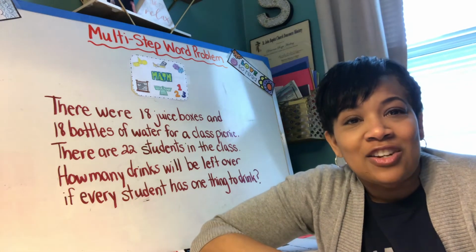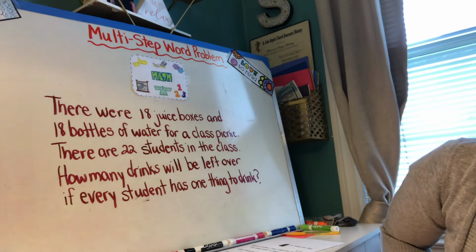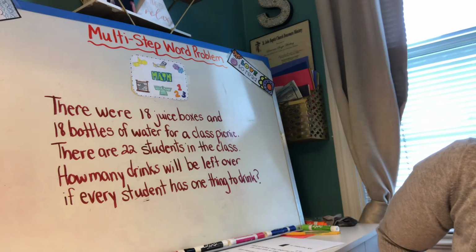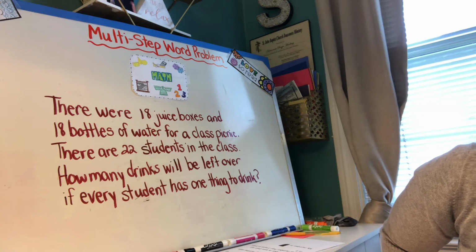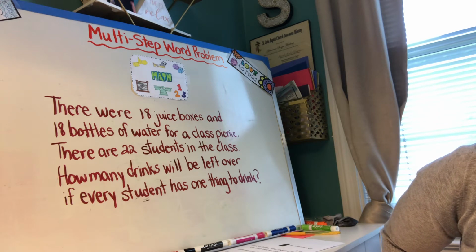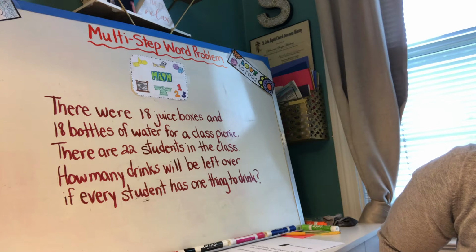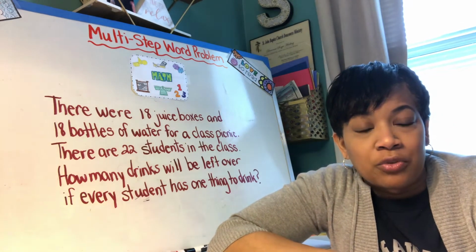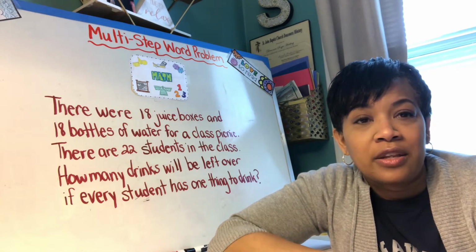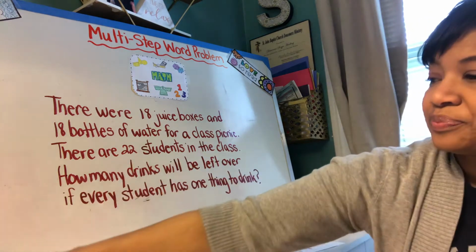So let's get started. There were 18 juice boxes and 18 bottles of water for a class picnic. There were 22 students in the class. How many drinks will be left over if every student has one thing to drink? Again, here we are with our multi-steps. Going to go over it again. Circle and underline important information.